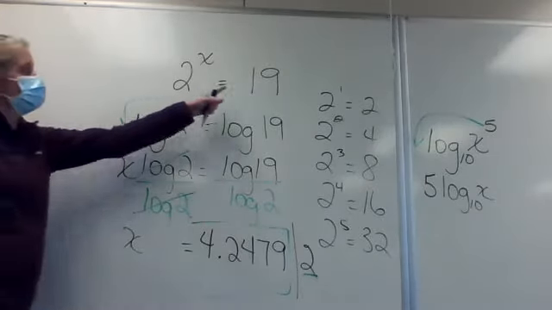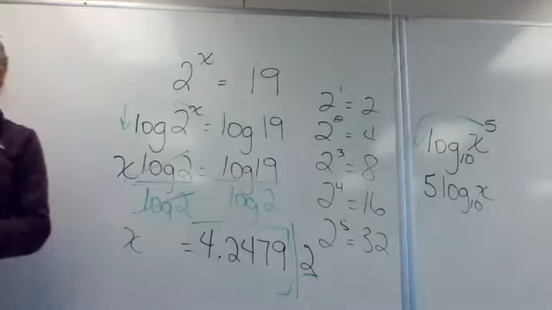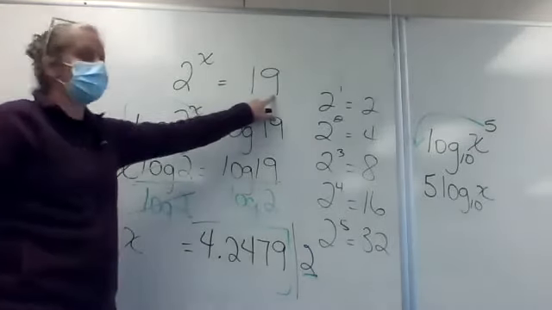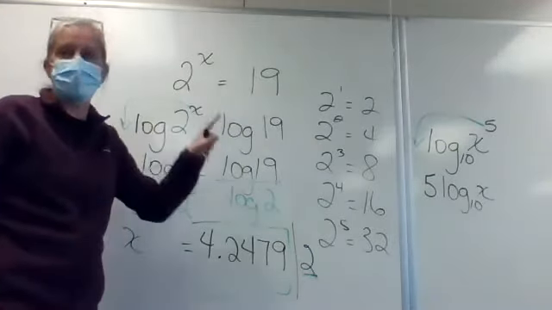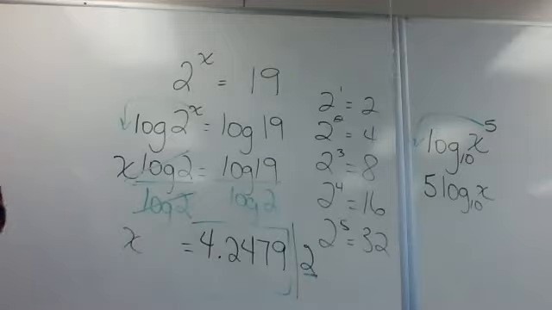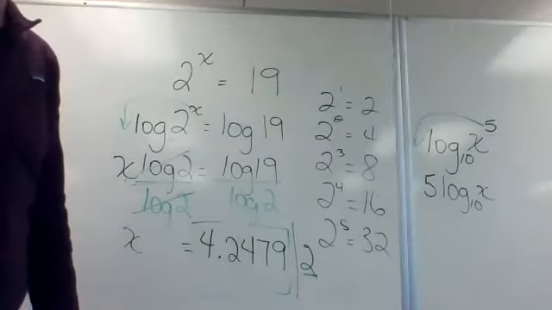So again, you're going to, first of all, see if you can simplify the right side to have a base of 2. If not, to be able to get the x out of the exponent, you're going to have to log both sides.